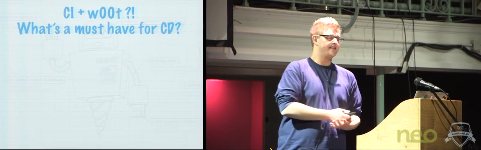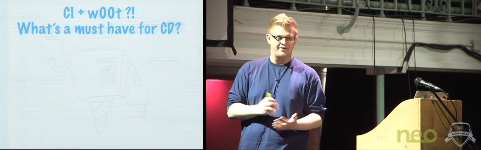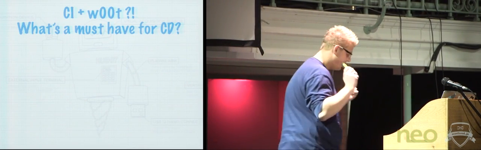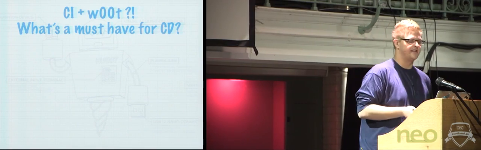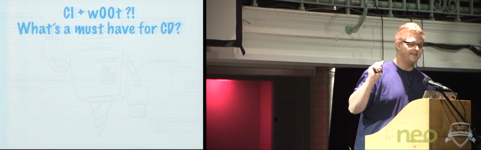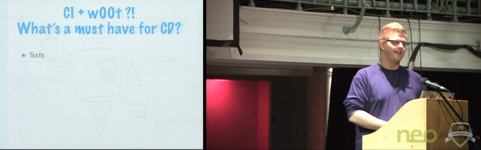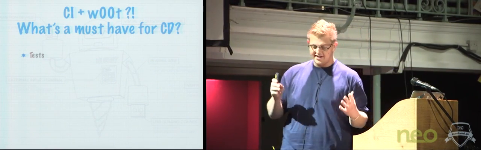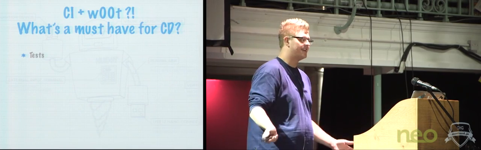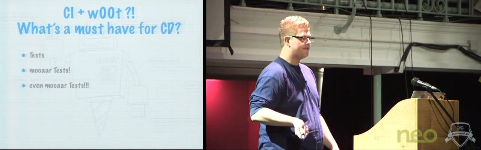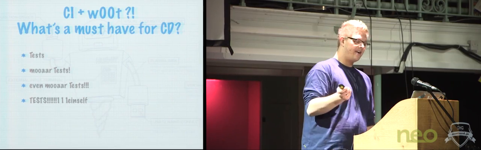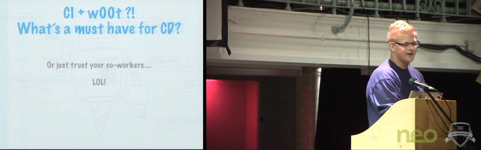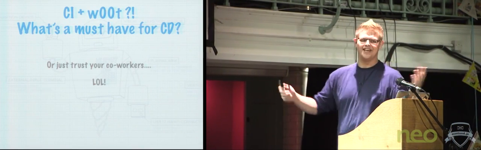What does continuous delivery really need? There are a few constraints you really have to meet when you want to do continuous delivery. And this is, you have to have tests. Like Sebastian mentioned, you have to have front-end tests, you have to have back-end tests. It's best when you have full-stack tests. So you need more tests, even more tests, or you would end up like this. Or you can just trust your coworkers. So you need tests in general, right?